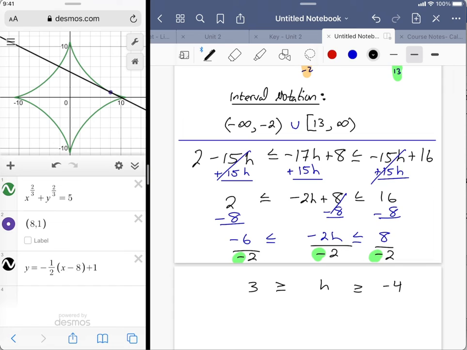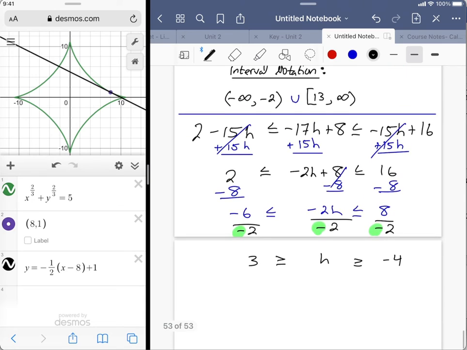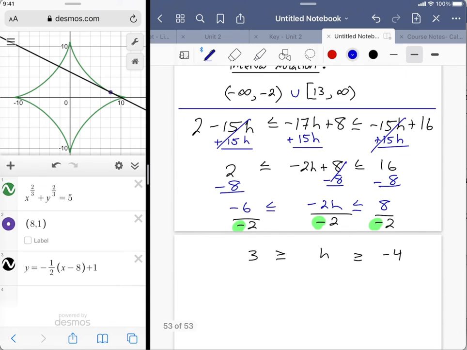3 is greater than or equal to h, which is in turn greater than or equal to negative 4. Or if you want, you could write this as negative 4 is less than or equal to h, which is less than or equal to 3. I'm not reversing signs through any operation. I'm just doing it through the logic of it.